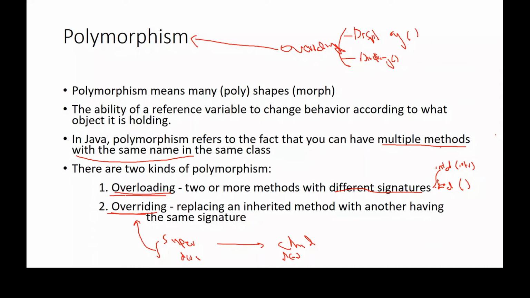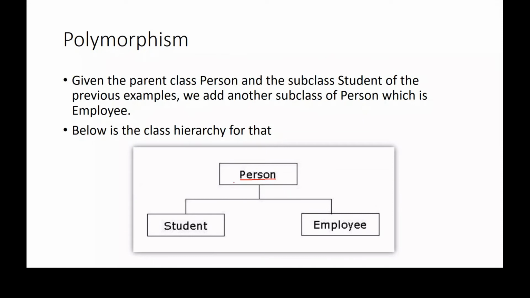Overriding, you don't change anything. You use the same signature, exactly the same signature. Okay? And when we talk about overriding, we're talking about inheritance. But overloading could happen in the same class. This is the main concept of what? Of inheritance. This is the main concept of inheritance. Keep this in your mind.